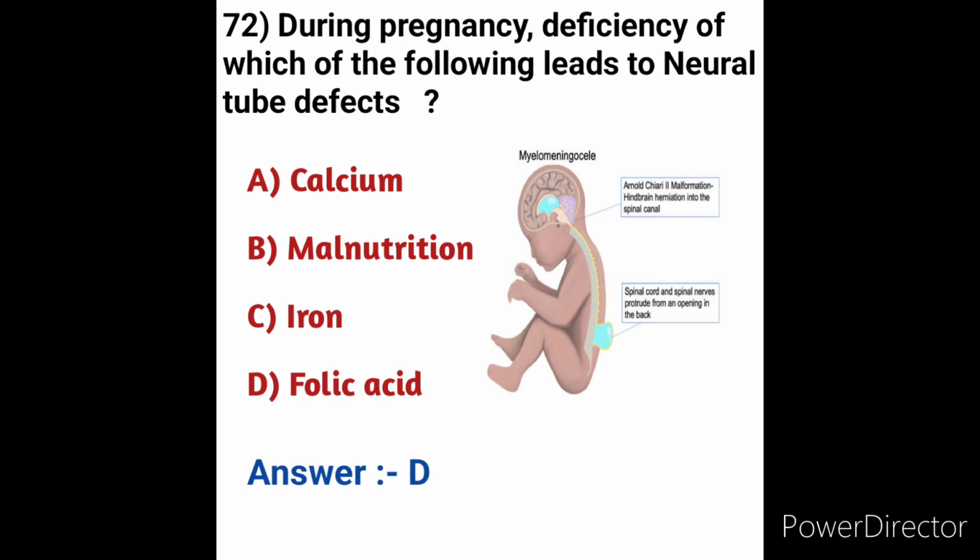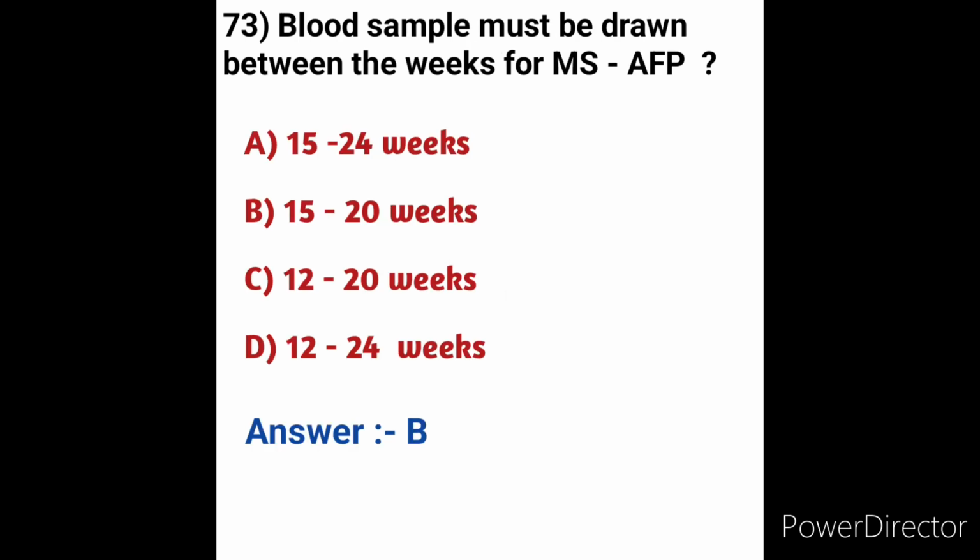Move on to question number 73. The blood sample for MSAFP must be drawn between which weeks? What is MSAFP? Maternal serum alpha fetoprotein is called MSAFP. The blood sample must be drawn between which weeks of pregnancy? We will see the options here. Option A 15 to 24 weeks, option B 15 to 20 weeks, option C 12 to 20 weeks, and option D 12 to 24 weeks.